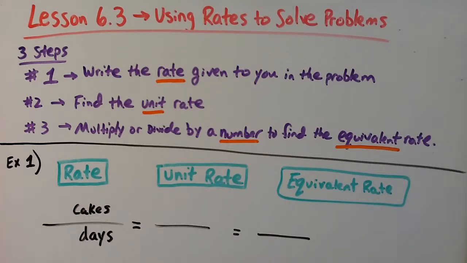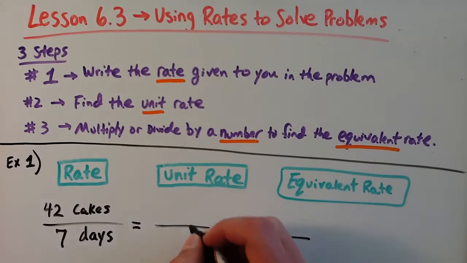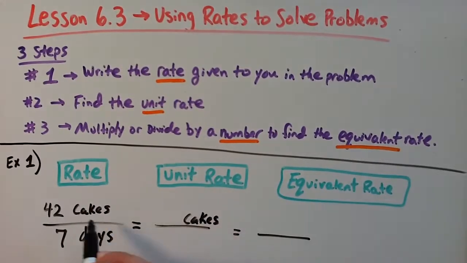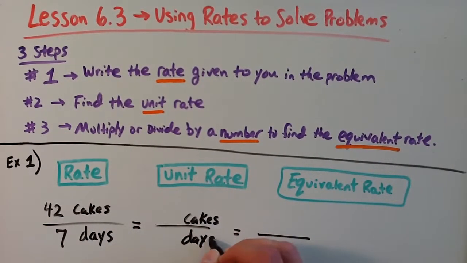Example number 1 says Mark can make 42 birthday cakes in 7 days. At this rate, how many birthday cakes can Mark make in 5 days? And so the 2 units we are comparing here is cakes to days. Mark makes 42 cakes in 7 days. So that is the rate given to us in the problem, 42 cakes per 7 days. So let's find the unit rate, which means how many cakes could he make in 1 day? How many cakes are on top and days are on bottom? How many cakes in 1 day?